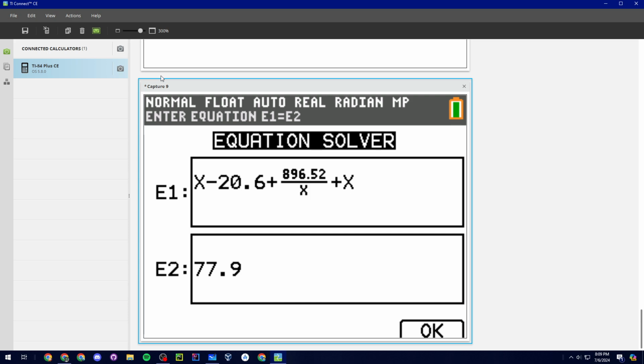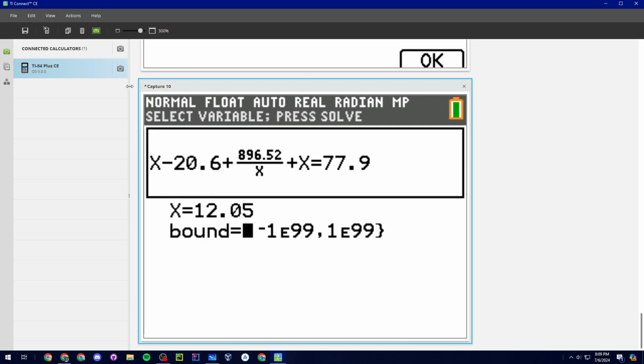I am going to click OK, and where it says bound right here, this is just the bound, like -1E99. That's just pretty much every single number that the calculator can handle. I'm going to type in 12.06 because it's inclusive. So now you'll have something like this. And click enter again. Oh, and you'll get bad guess if you don't change it.